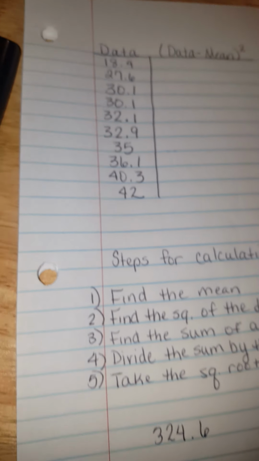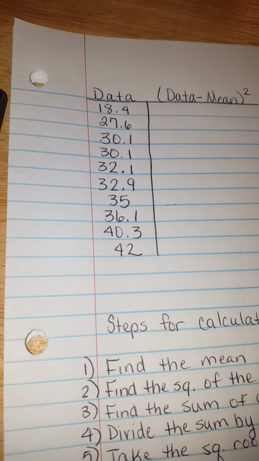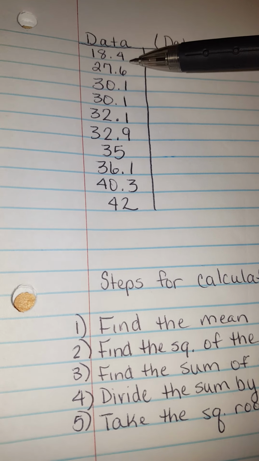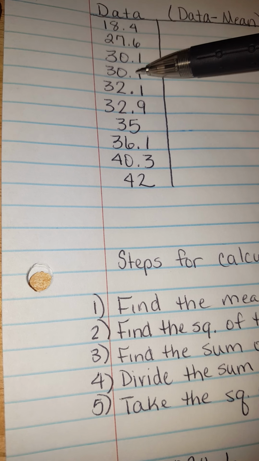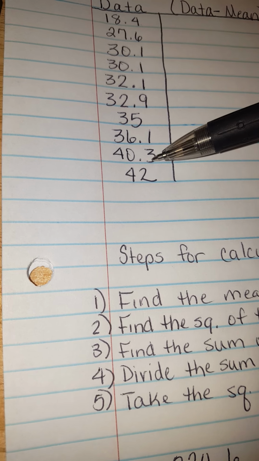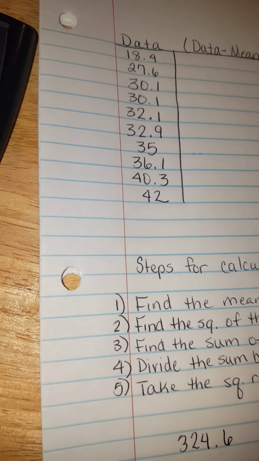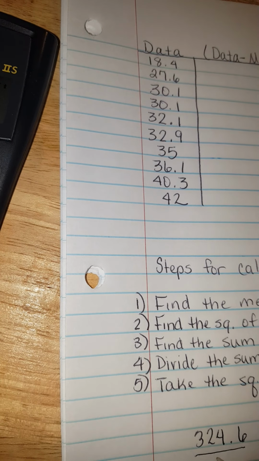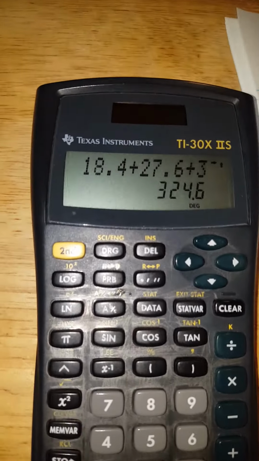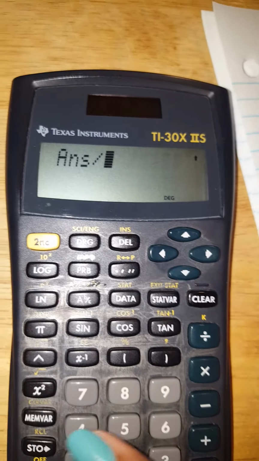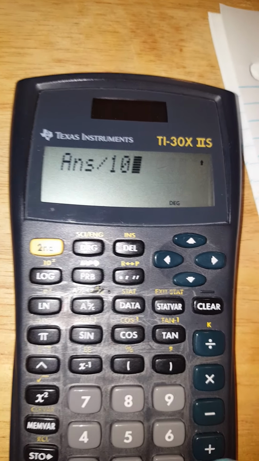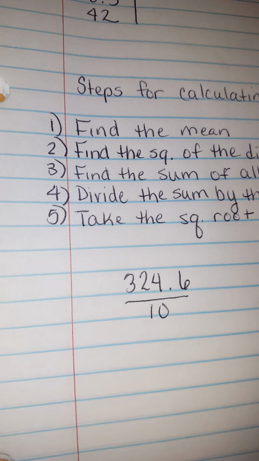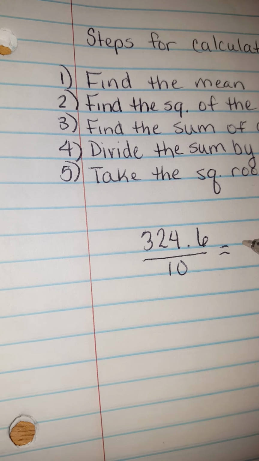Because I'm finding the mean, now that I have the total value, I need to add how many values I have. So I have 1, 2, 3, 4, 5, 6, 7, 8, 9, 10 values. So I'm going to divide that total by 10, and that gives us a mean of 32.46.